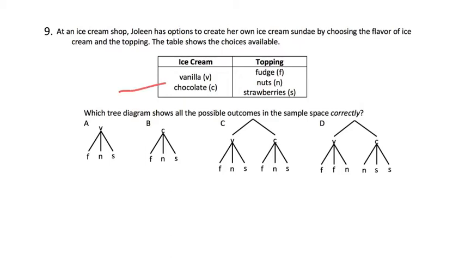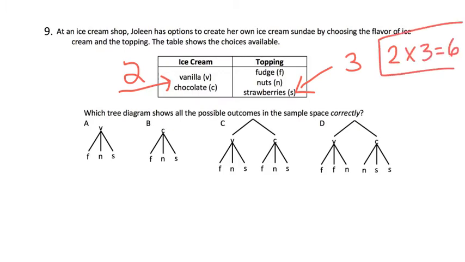Always locate my events. I have 2 types of ice cream. I have 3 types of toppings. So if I multiply 2 times 3, I end up with 6. So I need to pick a tree diagram that has 6 choices. So A and B are already out. I'm going to go ahead and circle C because I can see that vanilla here gets the fudge, the nuts, and the strawberries. And the chocolate gets the fudge, the nuts, and the strawberries. Over here, you don't need the 2 F's. You need to make sure each type of ice cream has all 3 toppings.